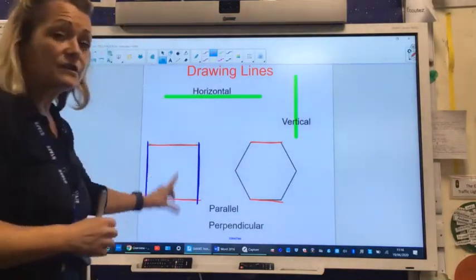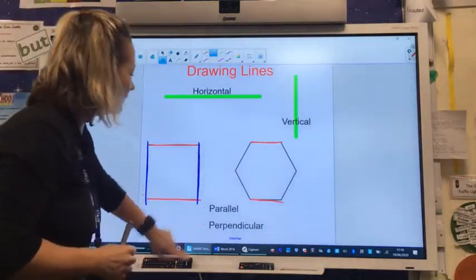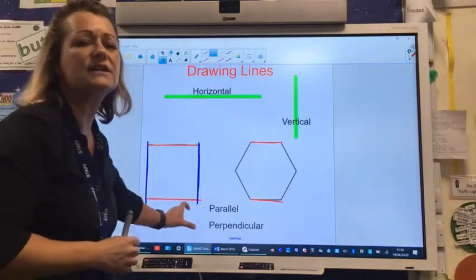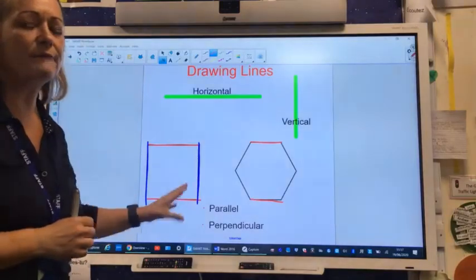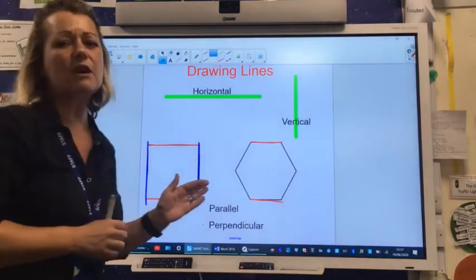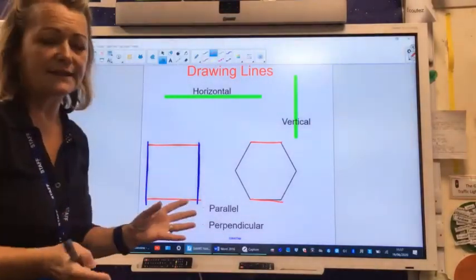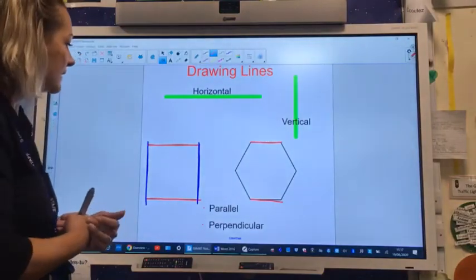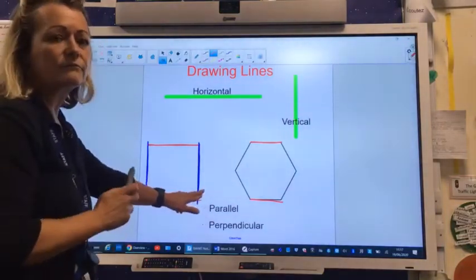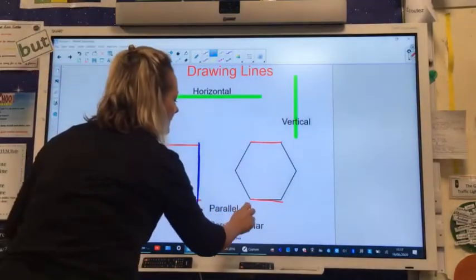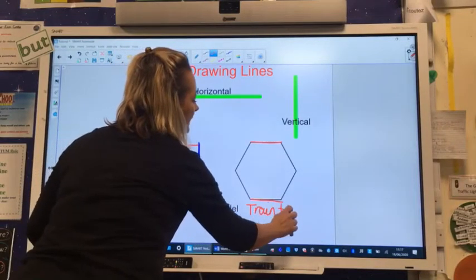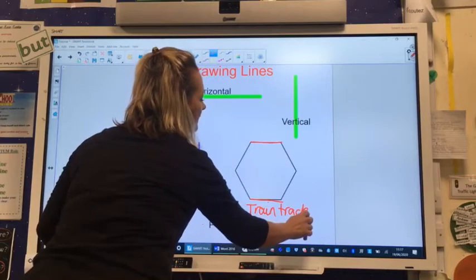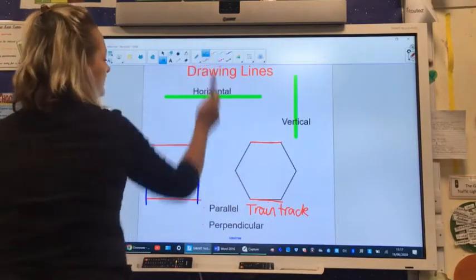Let's then look at 2 more words this week. On Thursday, you're going to be concentrating on parallel and perpendicular. 2 P's. They often go together because they are describing 2 or more lines in relation to each other. So parallel lines, remember them as being like a train track. If you think about a train track, the 2 lines will never meet.